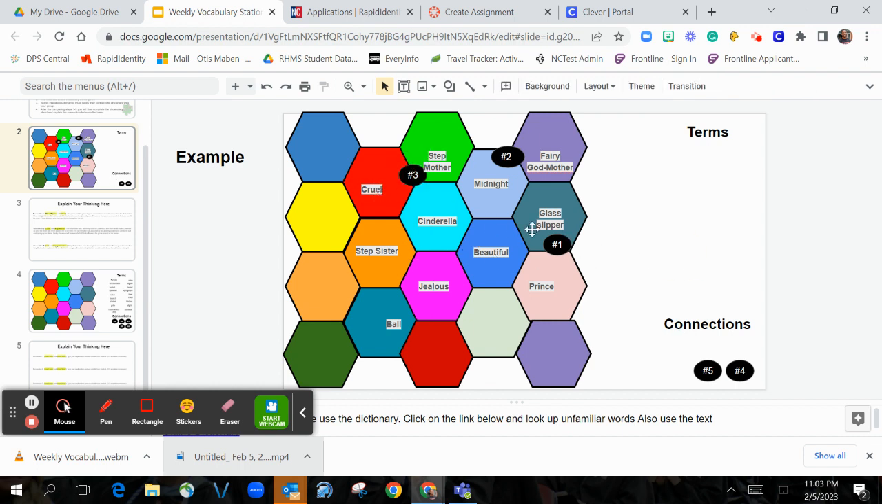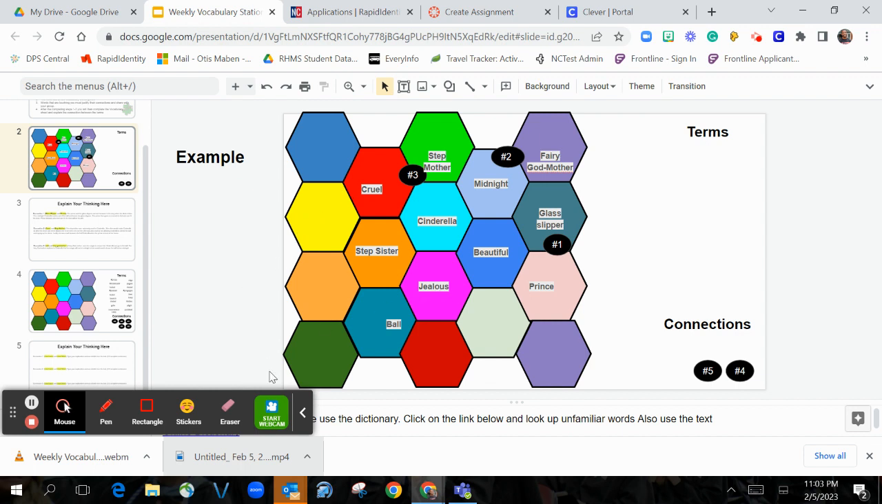All right. Now, in your groups, as you are moving these terms onto a hexagon, for example, if you move fairy godmother and then you put glass slipper and then you put midnight, you will need to talk through and justify why and how midnight and the fairy godmother connect. How do the glass slipper and the fairy godmother connect? You will talk through these terms as you're placing them on your hexagon.